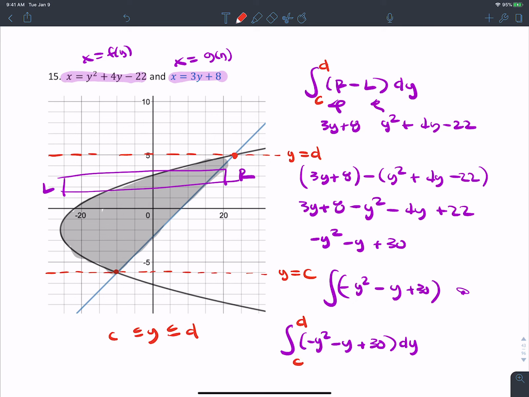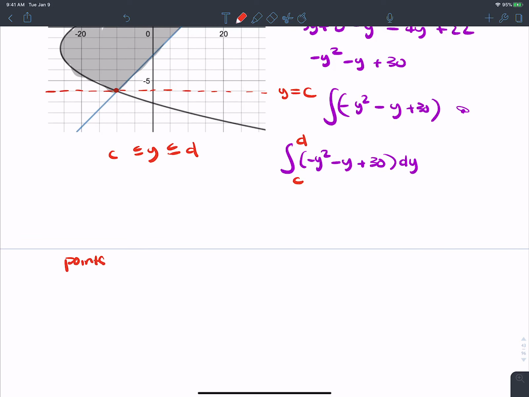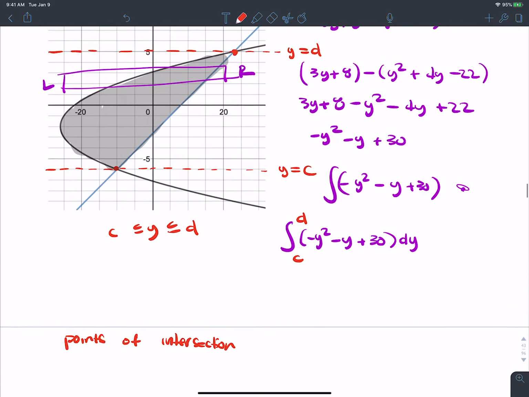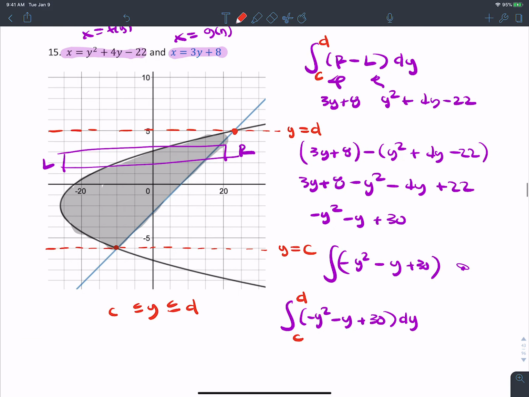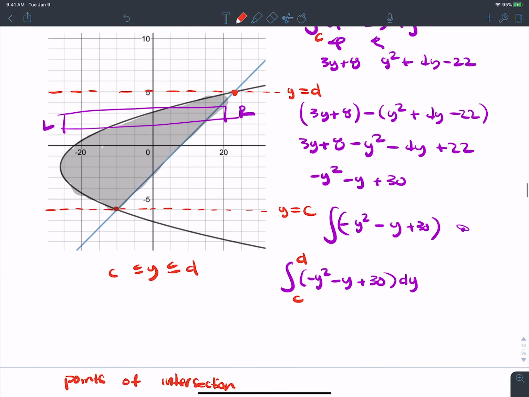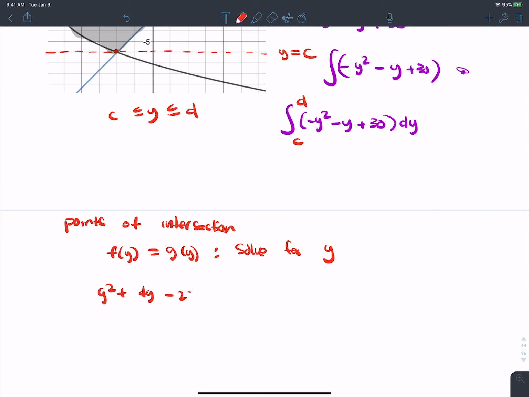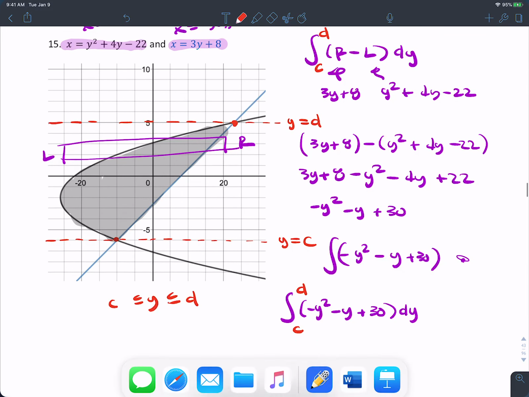So notice here we have right minus left. So with this particular integral, right minus left, we need the points of intersection. So you might say, how do you get those points of intersection? Well, you set the curves equal to each other. So this time x is f of y, x is g of y. So you say f of y equals g of y, and then you solve for y. So you set y squared plus 4y minus 22 equal to 3y plus 8.